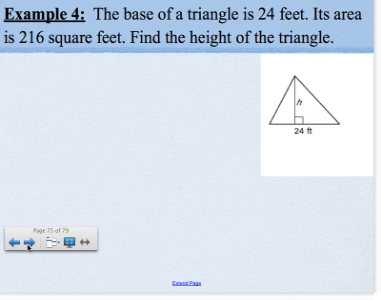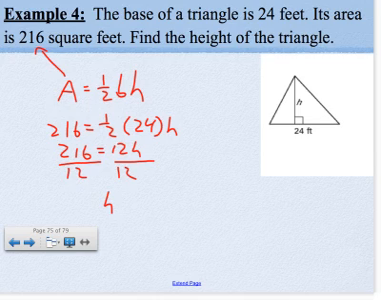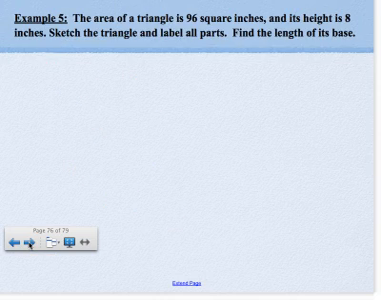Okay, the base of a triangle is 24 feet. Its area is 216. Find the height. Always start with your formula. A equals 1/2 base times height. Plug in what you know. I know capital A is 216. I know the base is 24. I want to know the height. So you have 216 equals 12h. Divide both sides by 12. And so the height of your triangle is 216 divided by 12, which is 18 feet. Okay? Again, it's an area problem, but you're just solving for something different, one of the components.